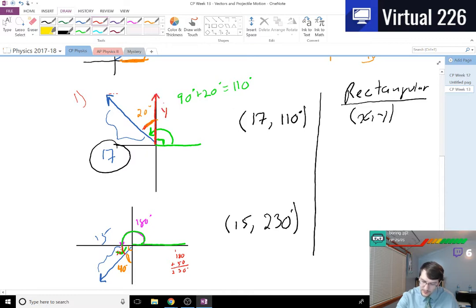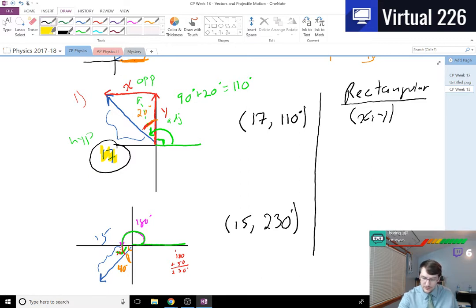That's my y component. And then from this point, I could go over some amount. This is my x component. Now that I have a hypotenuse, and from this angle, an opposite side, because I'm going across the 20 degrees, and this is an adjacent side, well, now I can use SOHCAHTOA in order to find x and y.